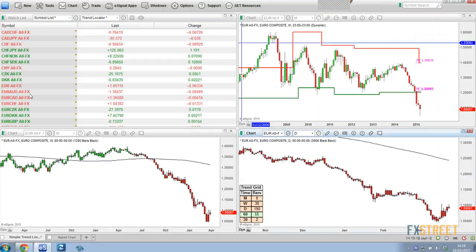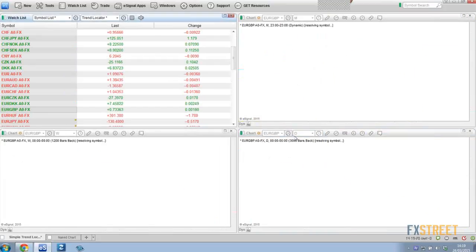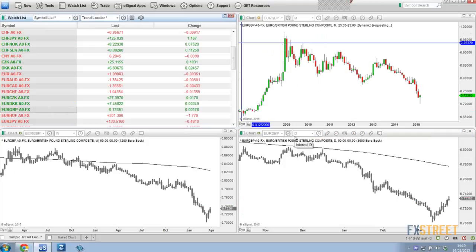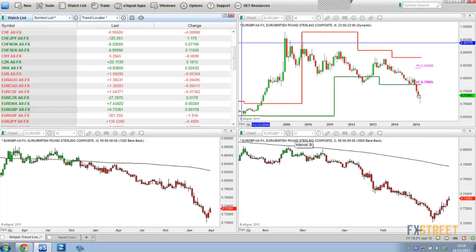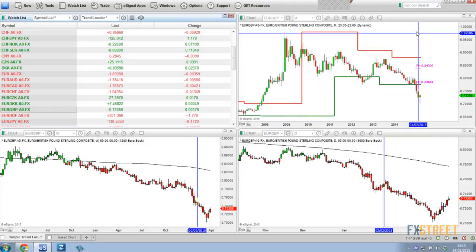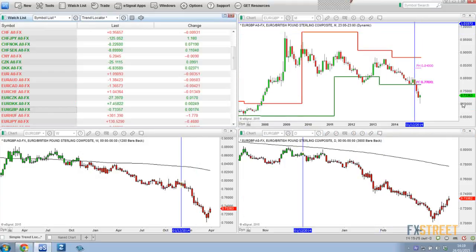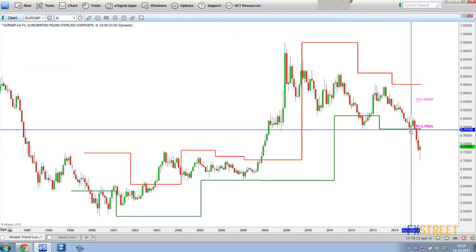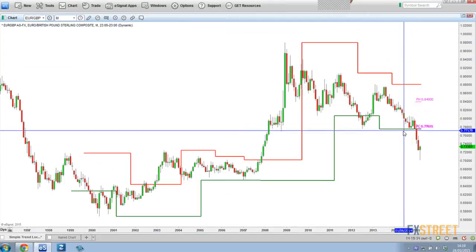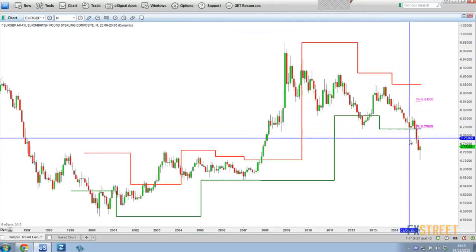Let's have a look at the euro pound. Now, the euro pound is one that has behaved a little bit deeper. The correction is a little bit deeper compared to the other currencies that we've looked at. What we had was a break of this support, which became resistance. And again, I mentioned if price breaks this level, we should expect it to target 0.70 being a round number.